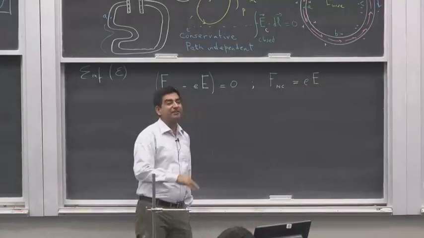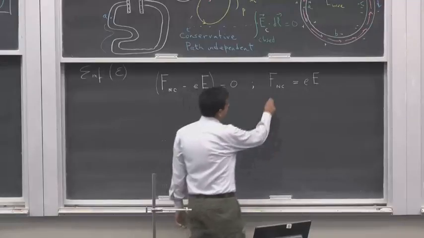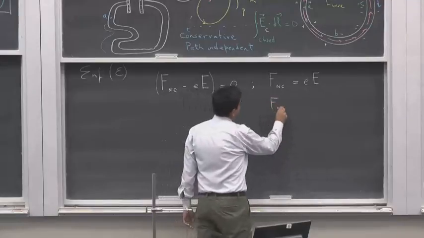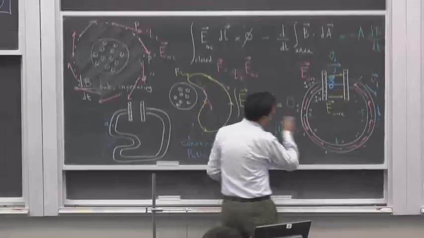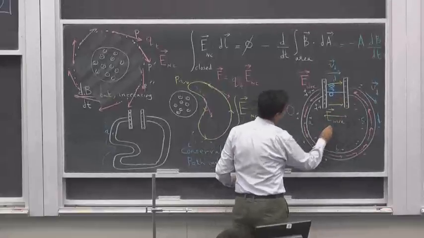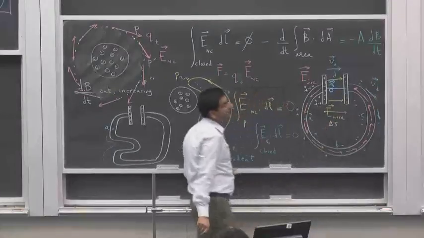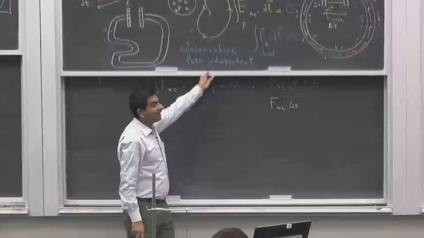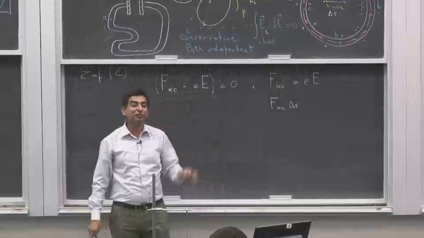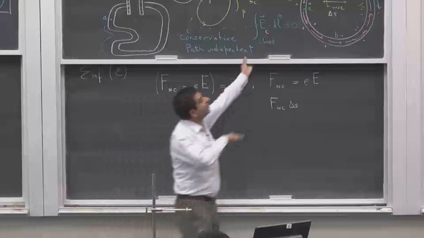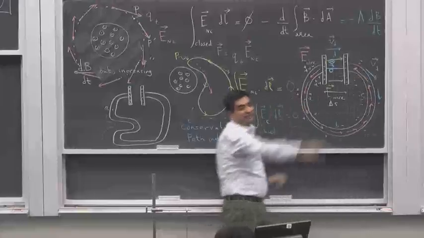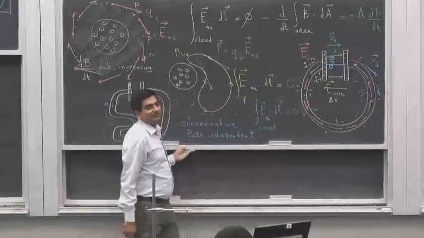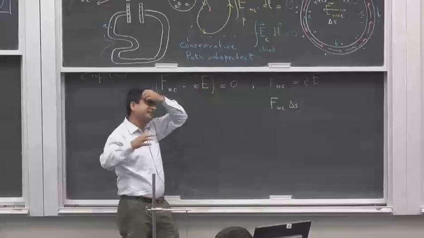So how much energy does the external agent have to provide? Fnc, force times the distance delta S, where delta S is the distance between the two terminals of the battery. This is the external energy that has to be supplied for a uniform drift velocity of electrons all around the circuit. This is the work that has to be done, and it has to come from somewhere.